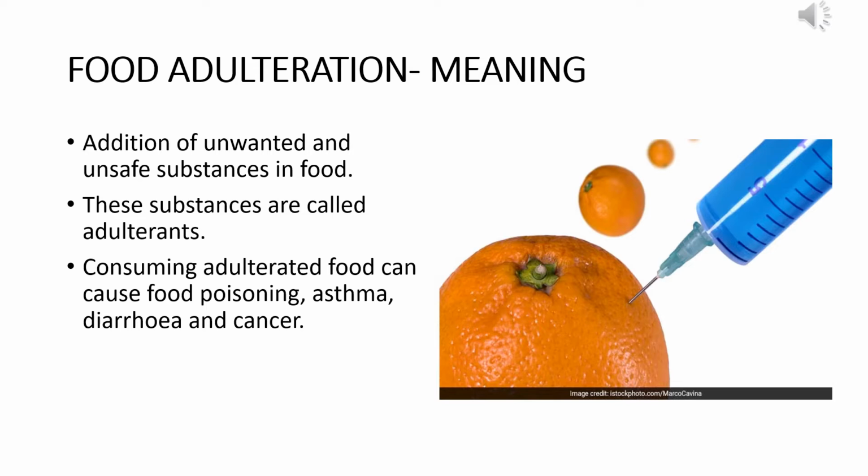Now, consuming adulterated food for a long period of time can give rise to some acute as well as some chronic health problems. The acute health problems include food poisoning and diarrhea, and some chronic health problems, which are very fatal as well, can give rise to asthma and cancer due to food adulteration.